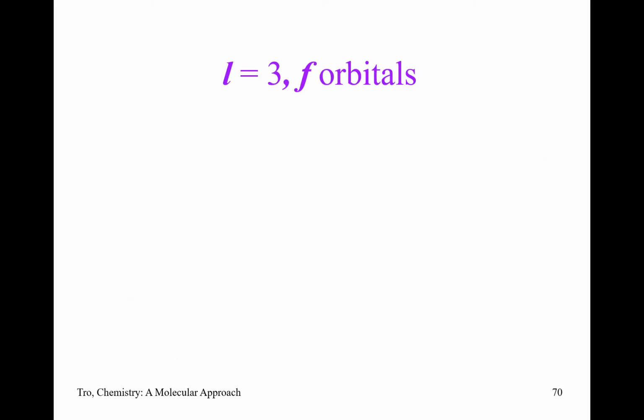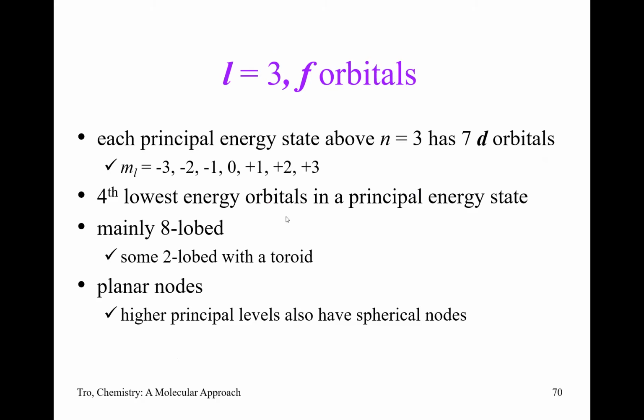Okay, so the trend continues, right? The L number increases, 0, 1, 2, now we're at 3. We move up to the next letter. It happens to be F. And the same trend in our m sub L number, right? 0 is always there. And then it can be plus or minus 3, plus or minus 2, plus or minus 1. Each m sub L number designates an orbital, so that tells us there's 7 possible f orbitals.